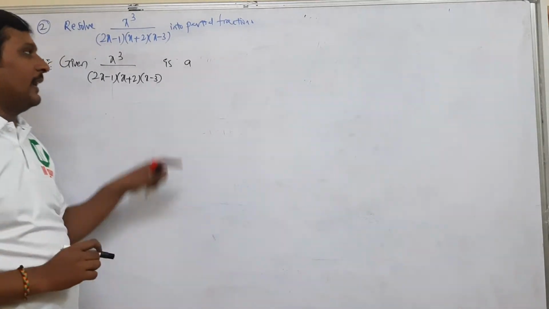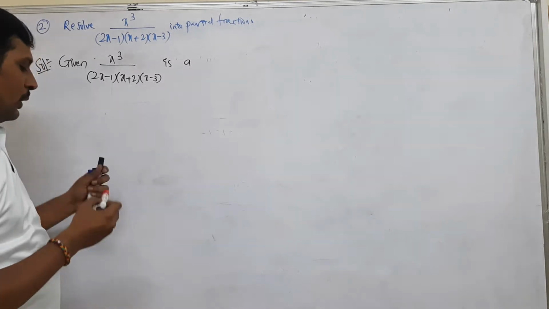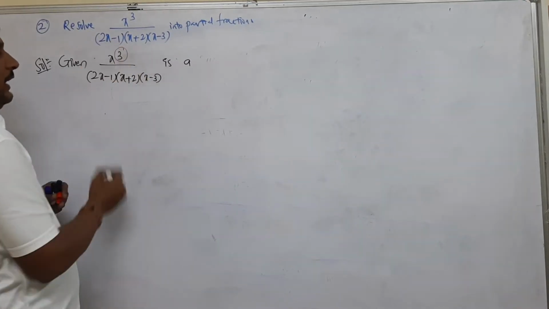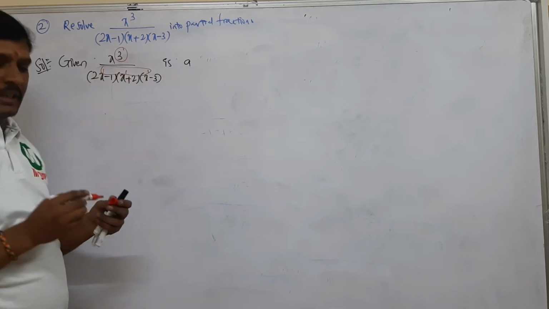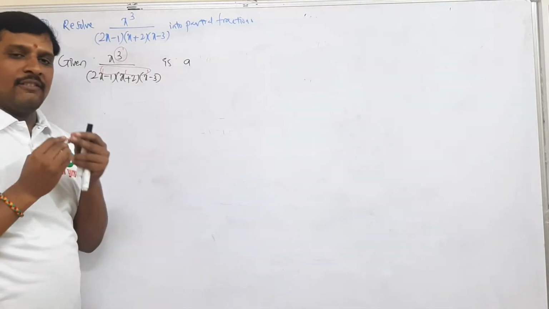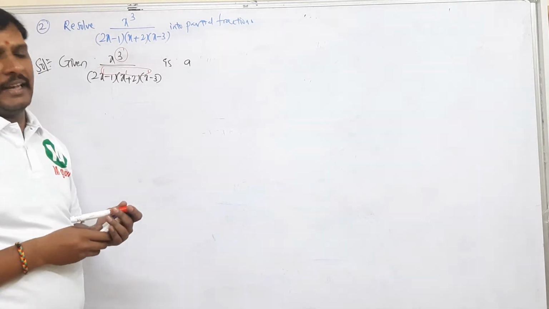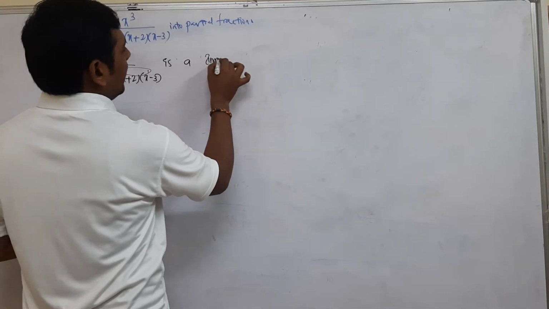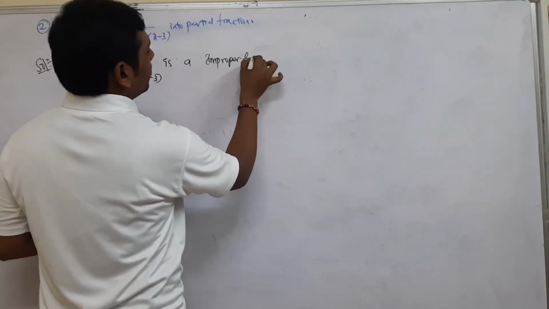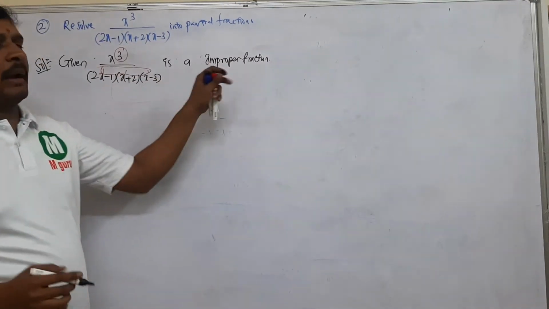Always we need to verify whether the question is proper or improper. You can observe here, the degree is 3, 1, 1, 1. So the degree goes 3. Both are equal. If equal powers or greater than case, we solve it as improper. So this is an improper fraction, right? So we got an improper fraction.